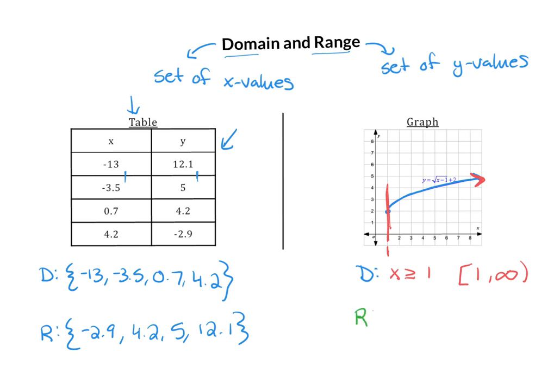So then the range, where are these y values? The smallest y value is 2 and also going to infinity. So all y values greater than or equal to 2, or in other words, including 2 up to infinity.